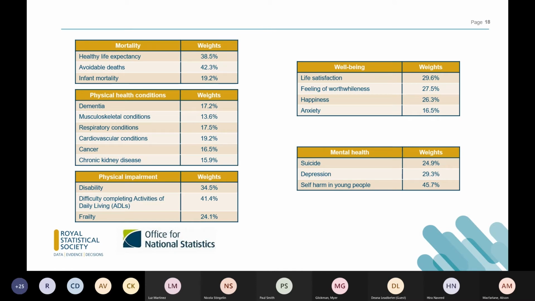And the weights for each indicator within each subdomain are based on how much of the factor variance they explained. So you can see here for the 5 subdomains we just discussed, the weights are broadly quite consistent across the indicators within a subdomain. In some cases, there are some larger differences. So for example, in the mortality one in the top left, avoidable deaths and healthy life expectancy contribute a lot more to that subdomain's overall weight than infant mortality does.